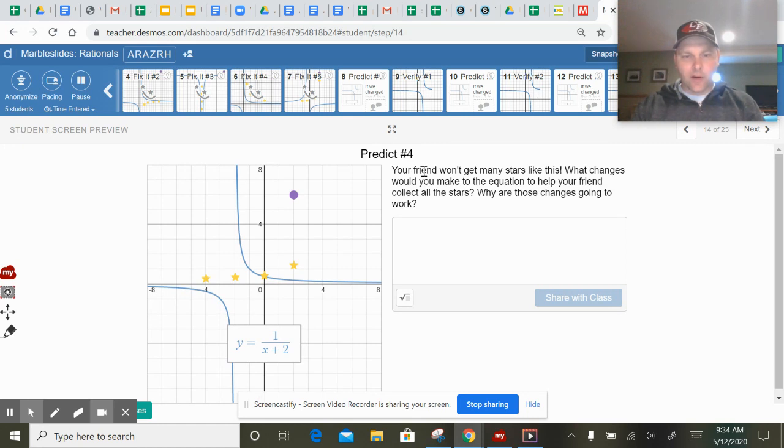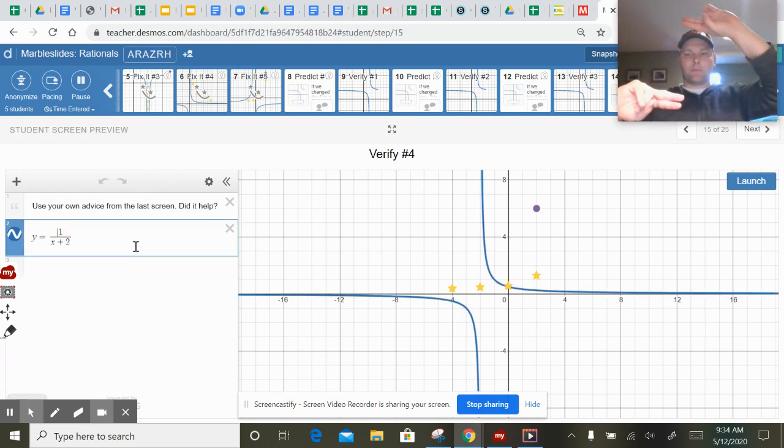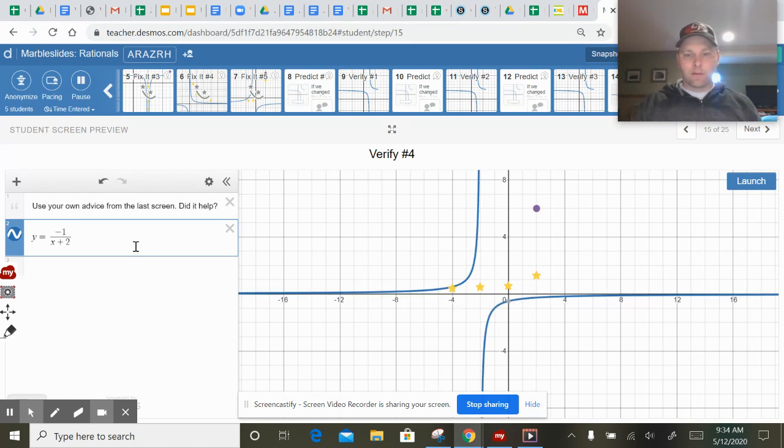And this one, predict number 4, you won't get many stars. How would we change this equation to collect all the stars? So you're going to talk about how to change this. What do we need to do to change this to collect those stars? And verify number 4. You're going to try this. So some hints on this. I think we should change this from a positive to a negative to make it do a flip, to go opposite. I think that this +2 is going to need to change. Right now, the excluded value is -2. If you put -2 in, it makes 0. So this thing has a vertical asymptote at -2. We need to shift that over to the right. So we talked about how to do that.